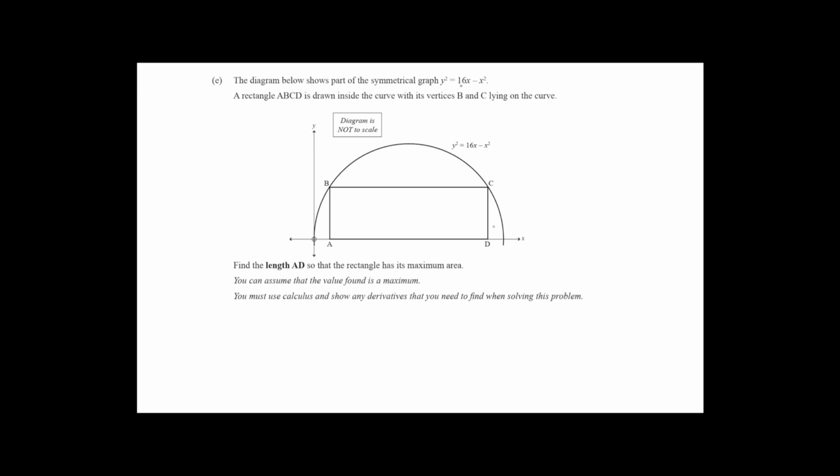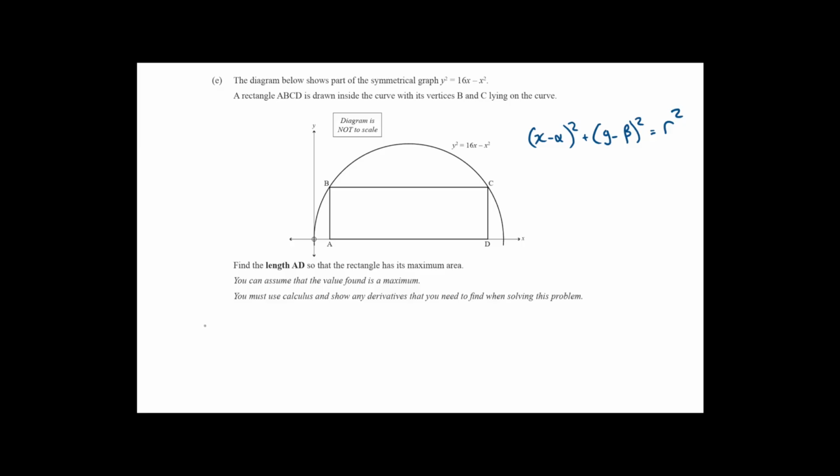y squared equals 16x minus x squared. Well, we need it in the form, don't we? (x minus alpha) squared plus (y minus beta) squared equals the radius squared. Sorry, it should be minus alpha. So how are we going to put it in there? You can see a way of doing it.